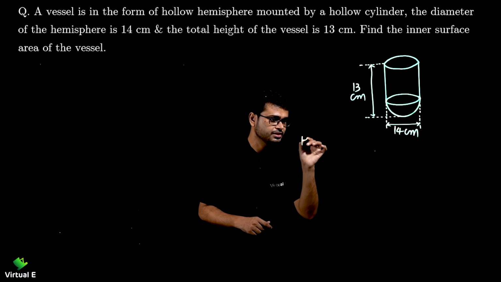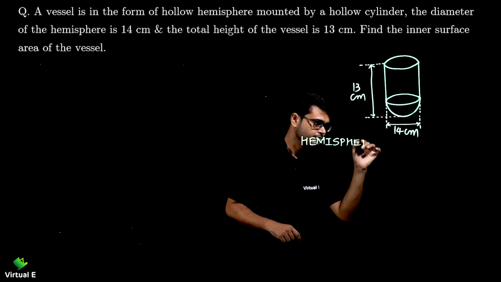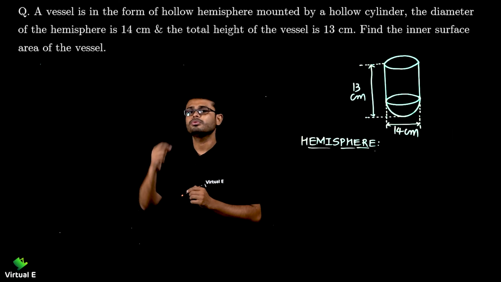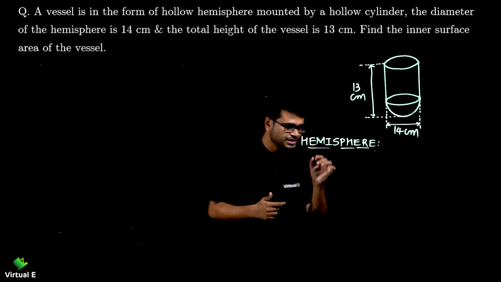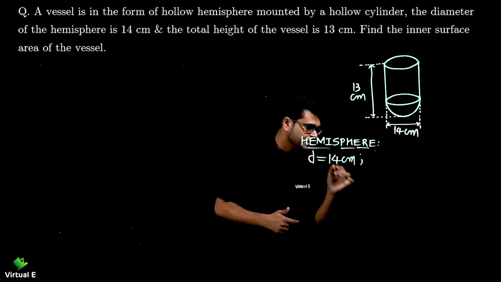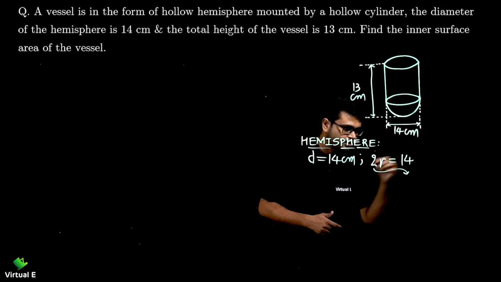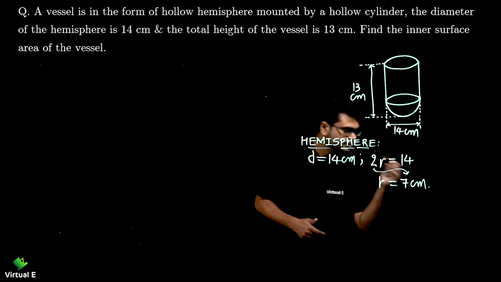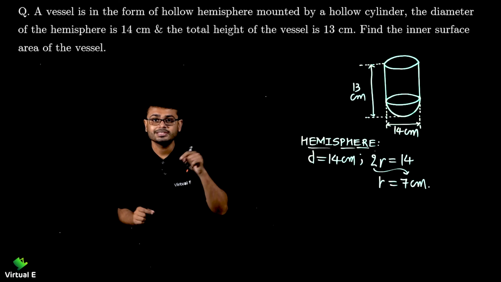Hemisphere it is. Now, I told you sphere has one dimension that we need to calculate the volume or the surface area. That is the radius. Here the diameter is given, which is 14 centimeter. So that means 2 times r is equal to 14. So the 2 will go into the denominator. So the value of r is 7 centimeter. Done.